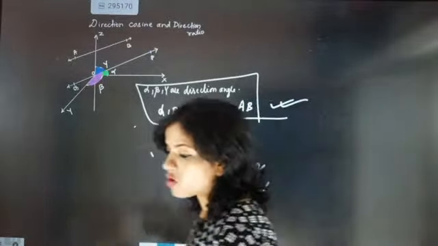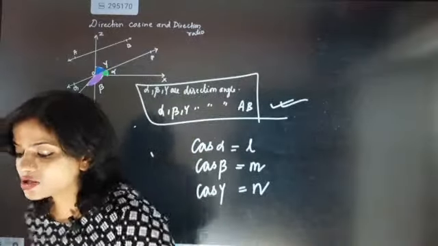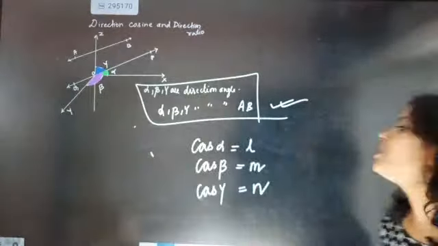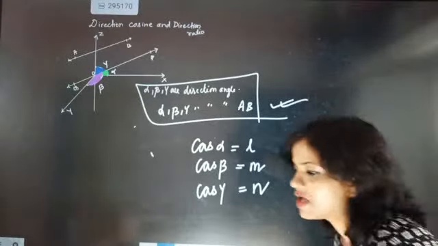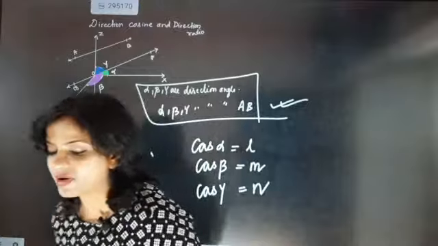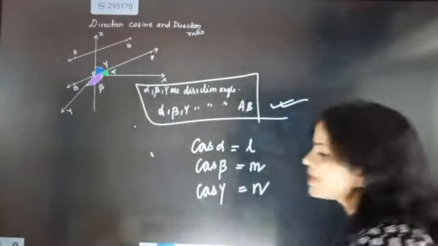So cos alpha, cos beta, cos gamma will also be written as L, M and N.